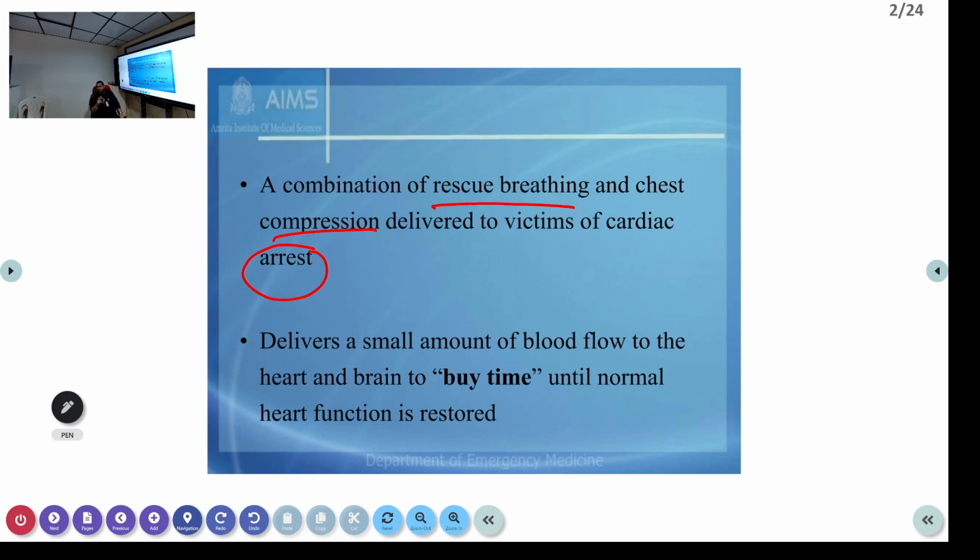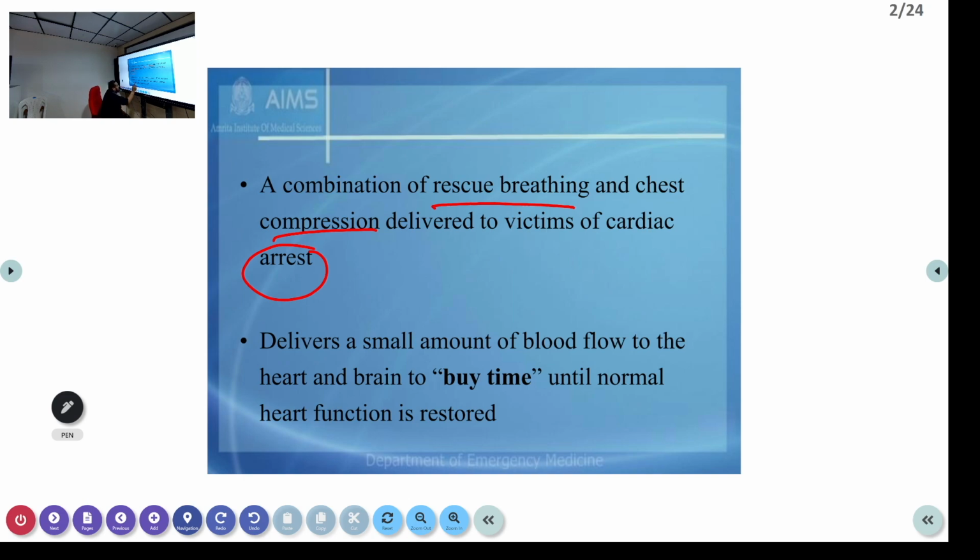So you are compressing the heart between the sternum and the vertebra, and you are giving pressure so that some amount of blood reaches the vital organs like the brain. That is the most important thing. So we are giving a combination of rescue breathing and chest compression to a victim of cardiac arrest. That is what we mean by basic life support.